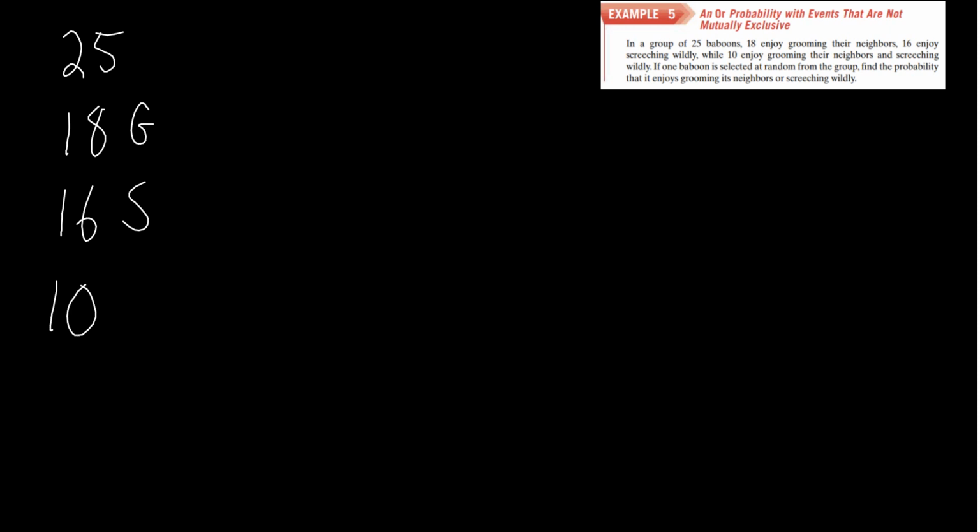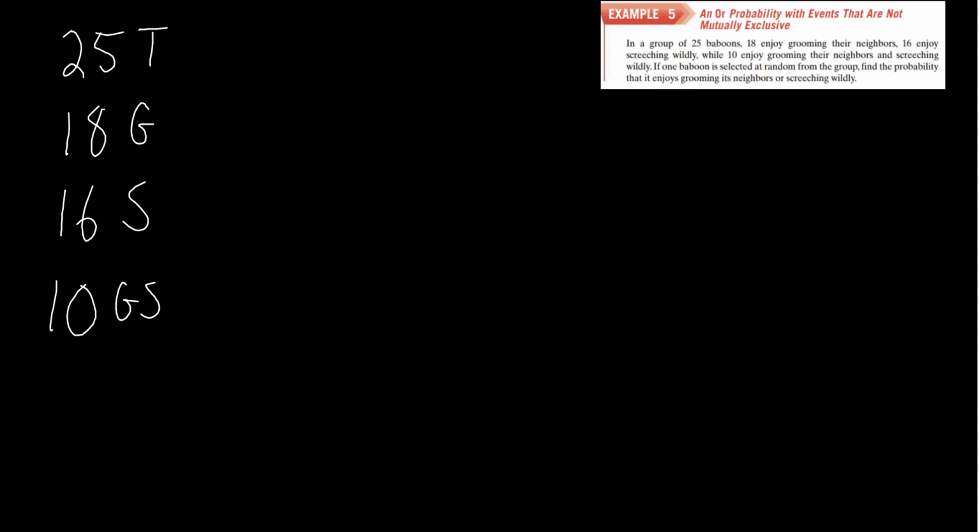So we have 25 total, 18 enjoy grooming, 16 enjoy screeching, and 10 enjoy both. I don't want to put B for both, so we'll just put GS for grooming and screeching. If one baboon is selected at random from the group, find the probability that it enjoys grooming its neighbor or screeching wildly. This is a good example of why we have to subtract that intersection.